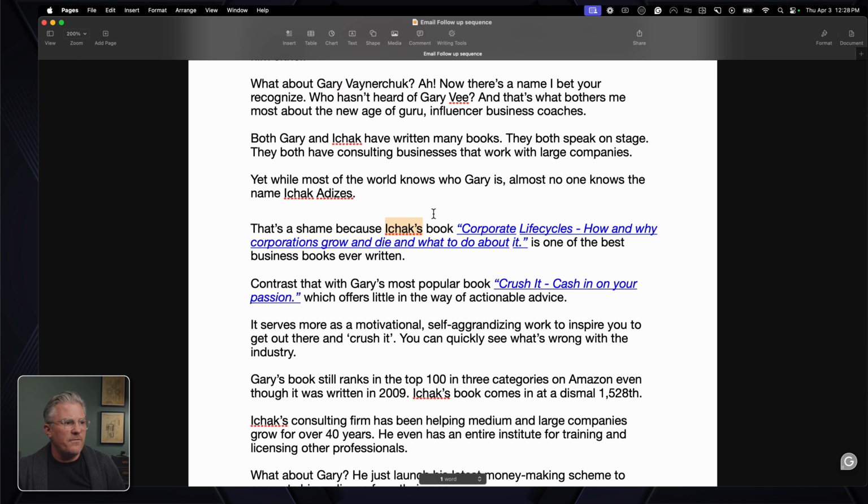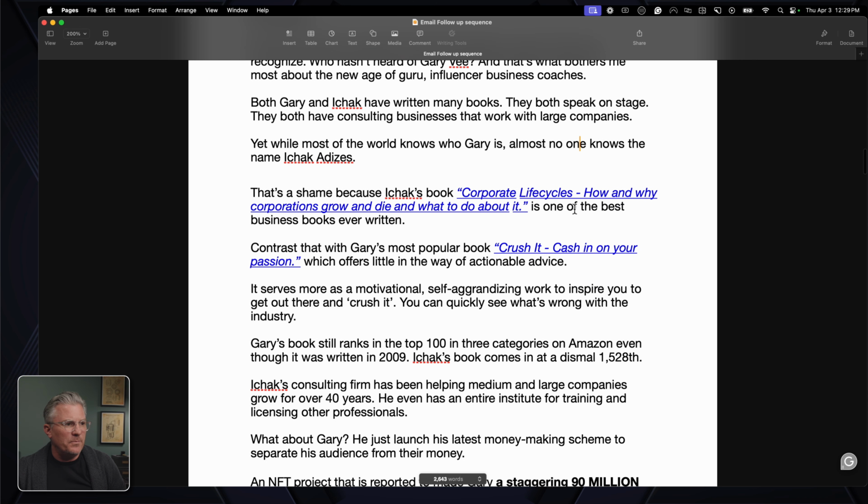So Ishaq wrote a fantastic book. It's not a real page turner, but if you really want to understand systems and how businesses cycle and grow, his book, Corporate Life Cycles, How and Why Corporations Grow and Die and What to Do About It, is the best book I've ever read. And I contrast his book, which is fantastic, full of valuable information and strategy on how to grow businesses from basically zero to billion-dollar companies, with Gary Vaynerchuk's book, Crush It.